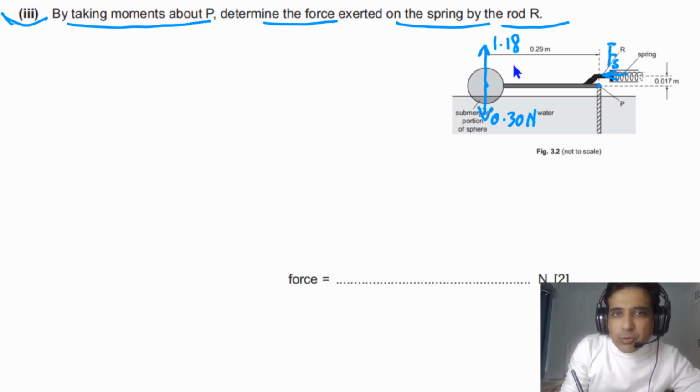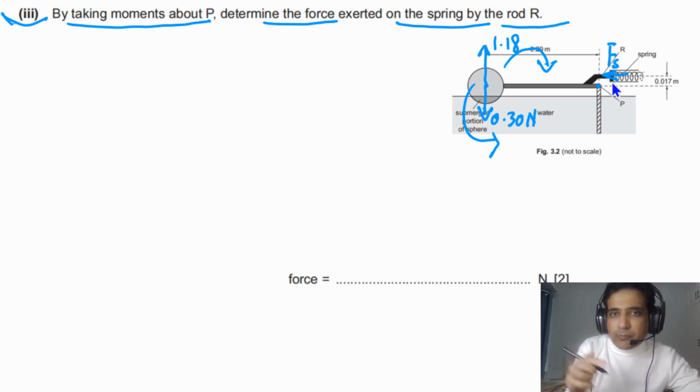Due to this one, the moment will be clockwise. Moment due to this one will be anti-clockwise, and moment due to this one also will be anti-clockwise, because this is the perpendicular distance, and the force is pushing this way, so the moment will be anti-clockwise. Now simply we need to equate these moments and we can calculate the value of this force.